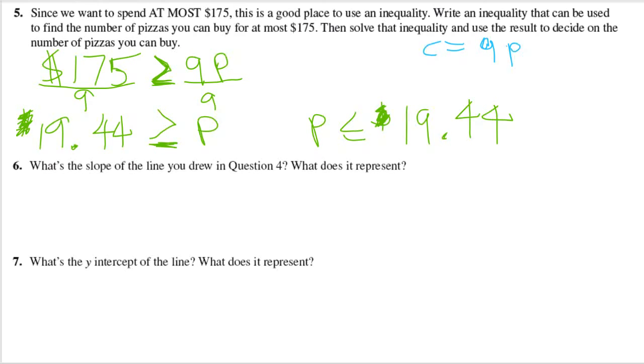Question 6 goes on talking about the equation and the graph that we did, the table. Once you've answered question 6, come back to the video. Okay, number 6, what's the slope of the line you drew in question 4? What does it represent? Well, slope of the line, we always do y2 minus y1 divided by x2 minus x1. Some of you may have answered this without doing that, and that's actually good.